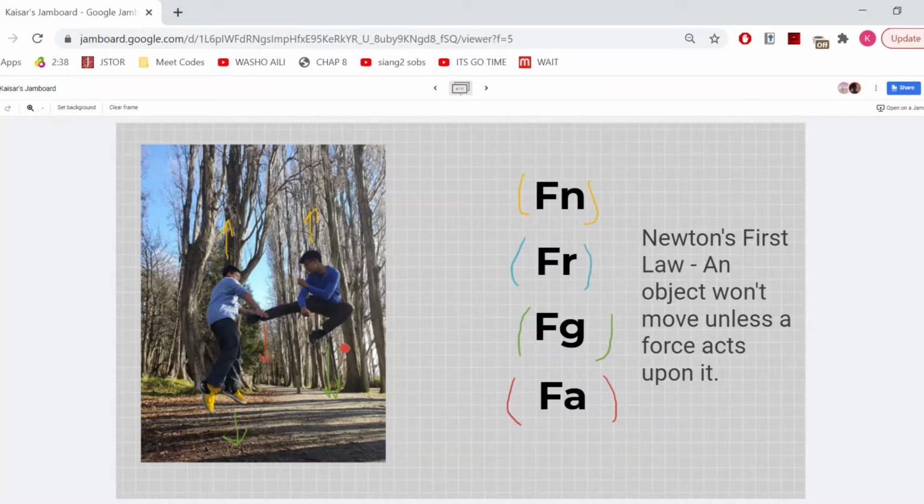The normal force, of course, the both of us would be pointing upwards. The friction is the air friction around our heads and our bodies, making it harder for us to go up. We also have gravity, both of these two arrows pointing downwards because gravitational forces work like that. And then we also have applied force, where here you can see that Sultan, my brother, is pushing down towards my foot, so my foot goes down towards the ground. He applies force.